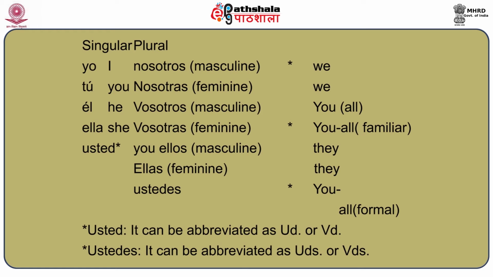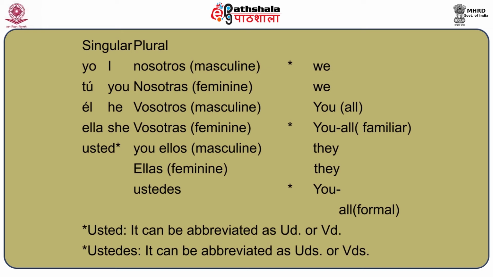Now let's see what these personal pronouns refer to. Now it's very clear that yo means I, because yo cannot be used for any person except the person who is speaking. And tú is you, which is informal, so it's also clear. Él, ella, usted. Él is he, ella is she, and usted is formal you.